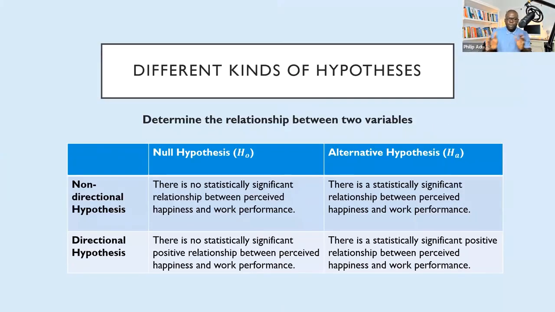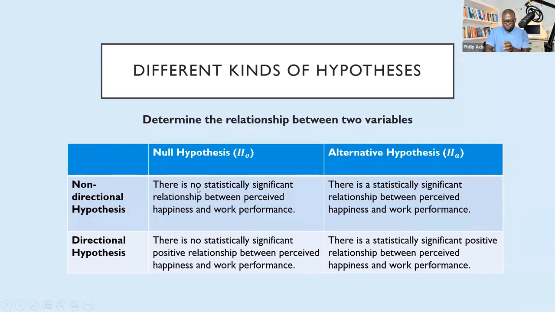Sometimes people get confused about the different kinds of hypotheses. So I put this table together just to help you refresh your mind concerning how to construct hypotheses and what the differences are. So normally your supervisor will say you should have maybe a null hypothesis and also an alternative hypothesis. One example is that when you want to determine the relationship between variables, the null hypothesis could be there is no statistically significant relationship between perceived happiness and work performance.